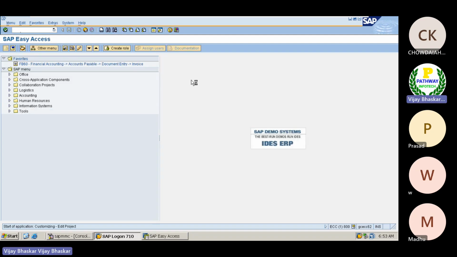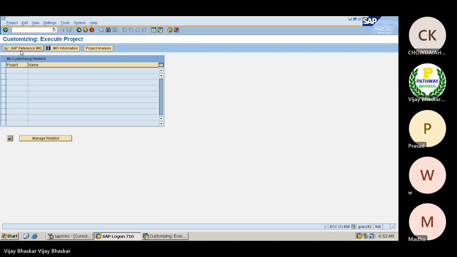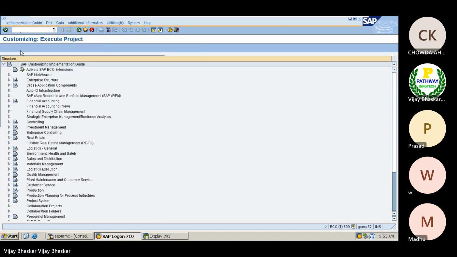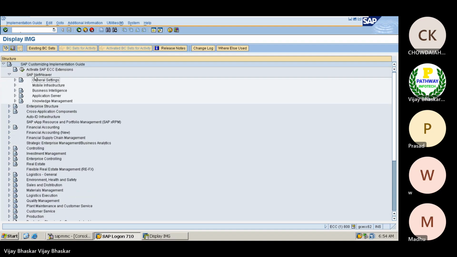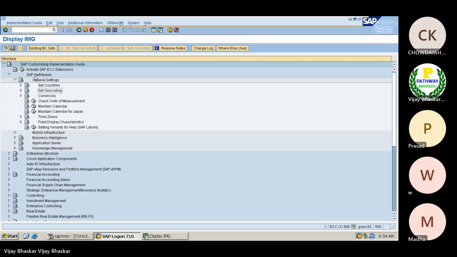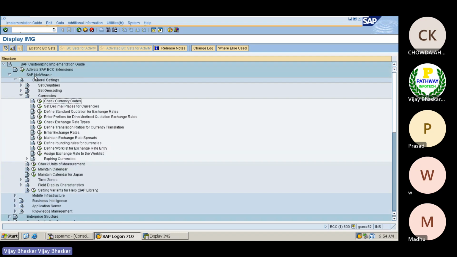Go to transaction code SPRO, reference IMG, SAP NetWeaver, general settings, currencies, currency codes. We have already checked this yesterday. Those required currency codes are already available in the system. Then there is one thing here: set decimal places for the currencies.